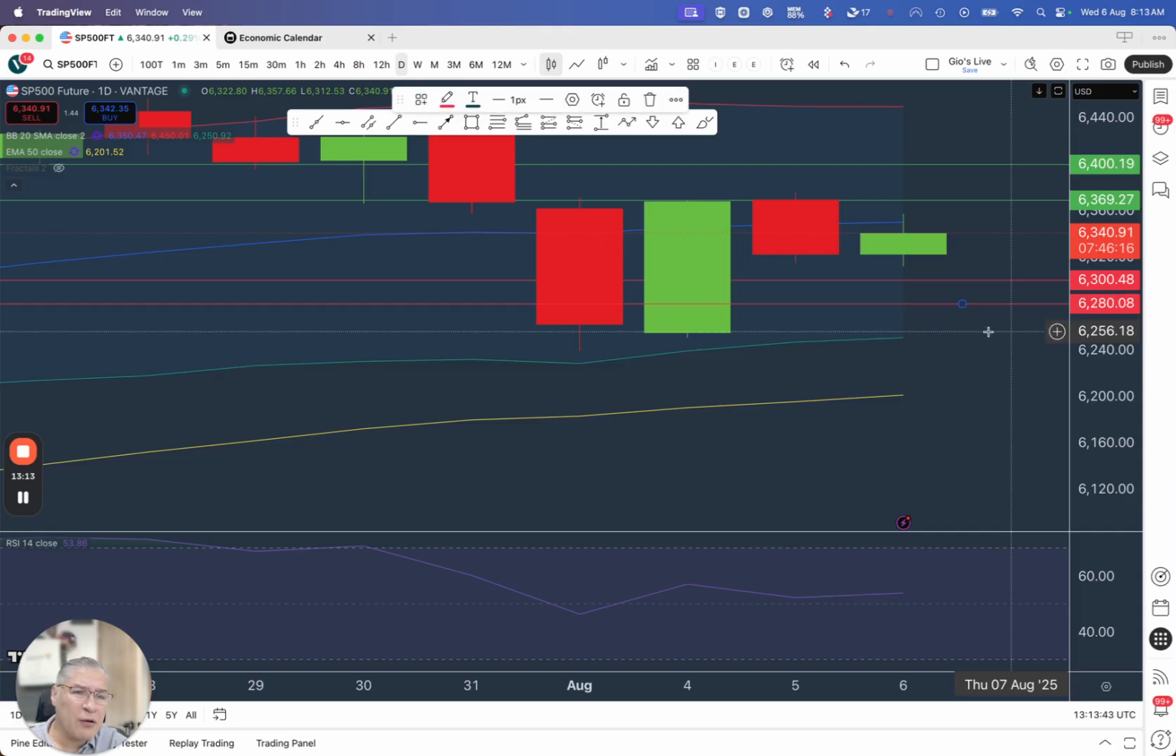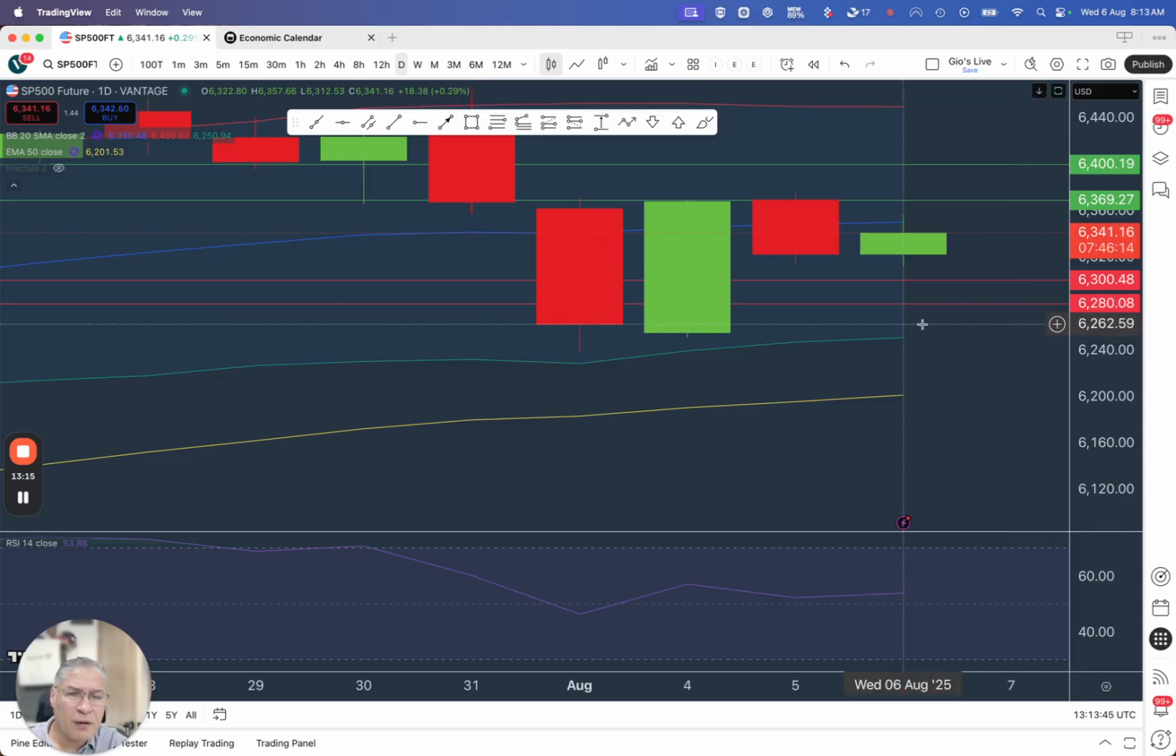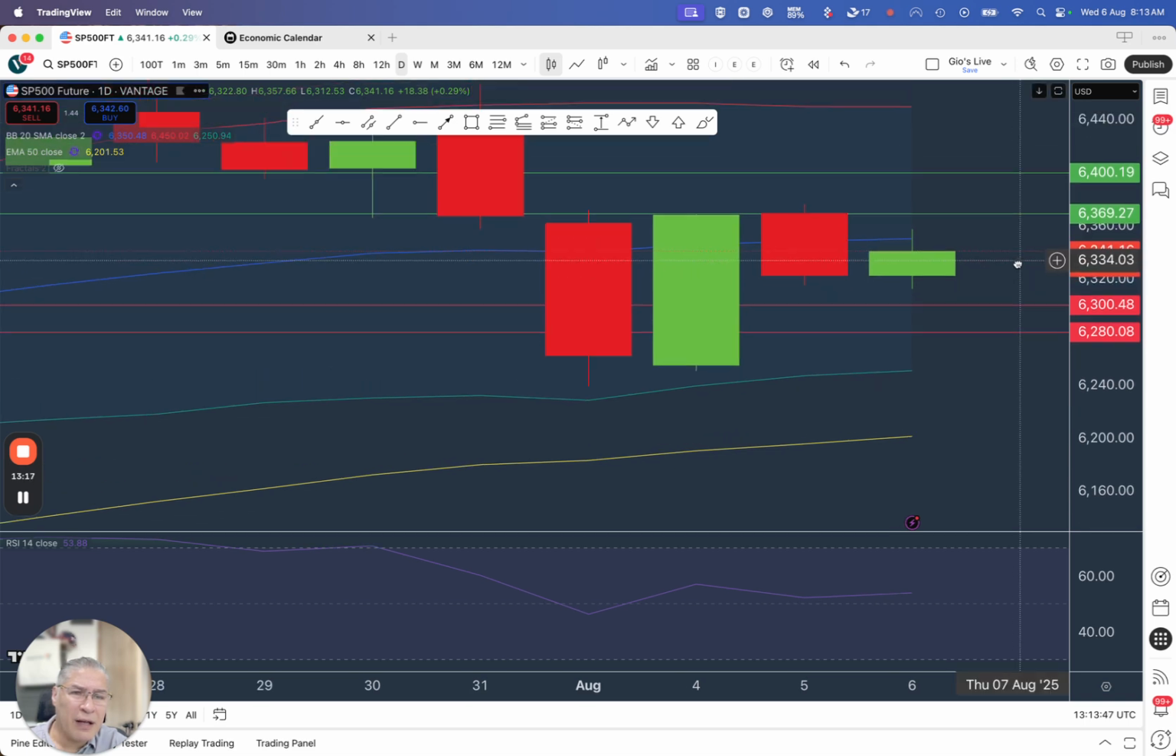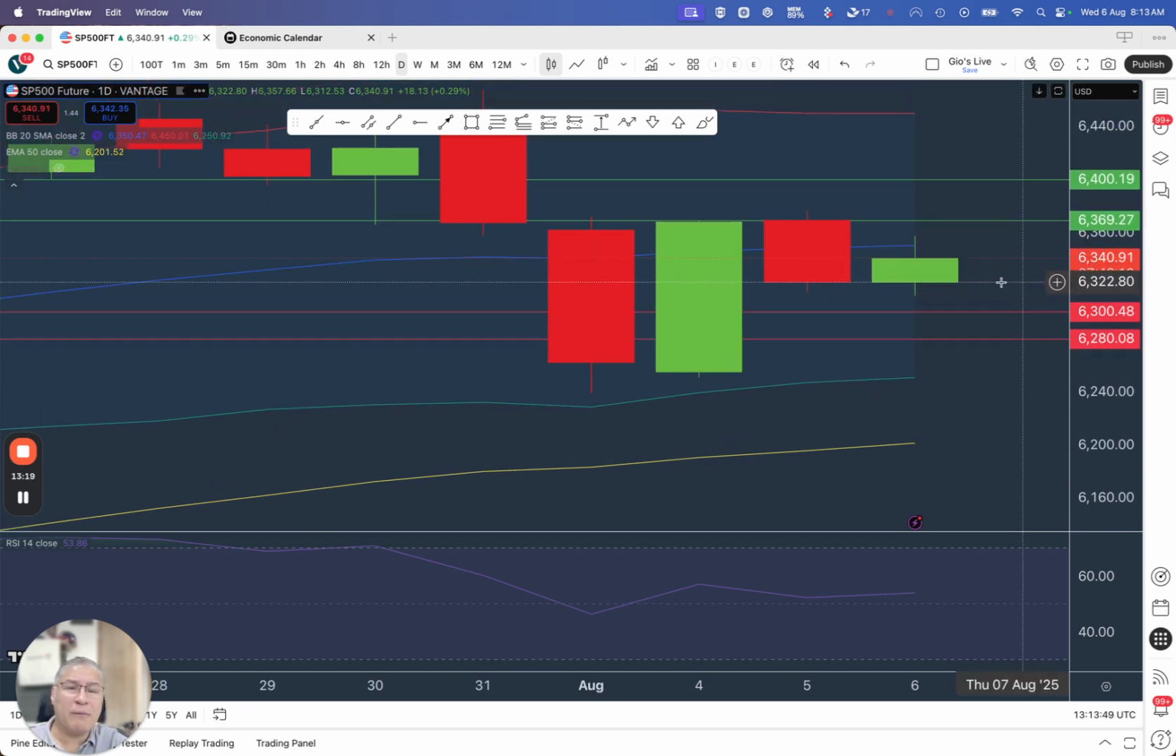So I'm going to use psychological values and give it a tighter range, speculating that the market today will rebound to the upside when the market opens. That's something we want to keep in mind.